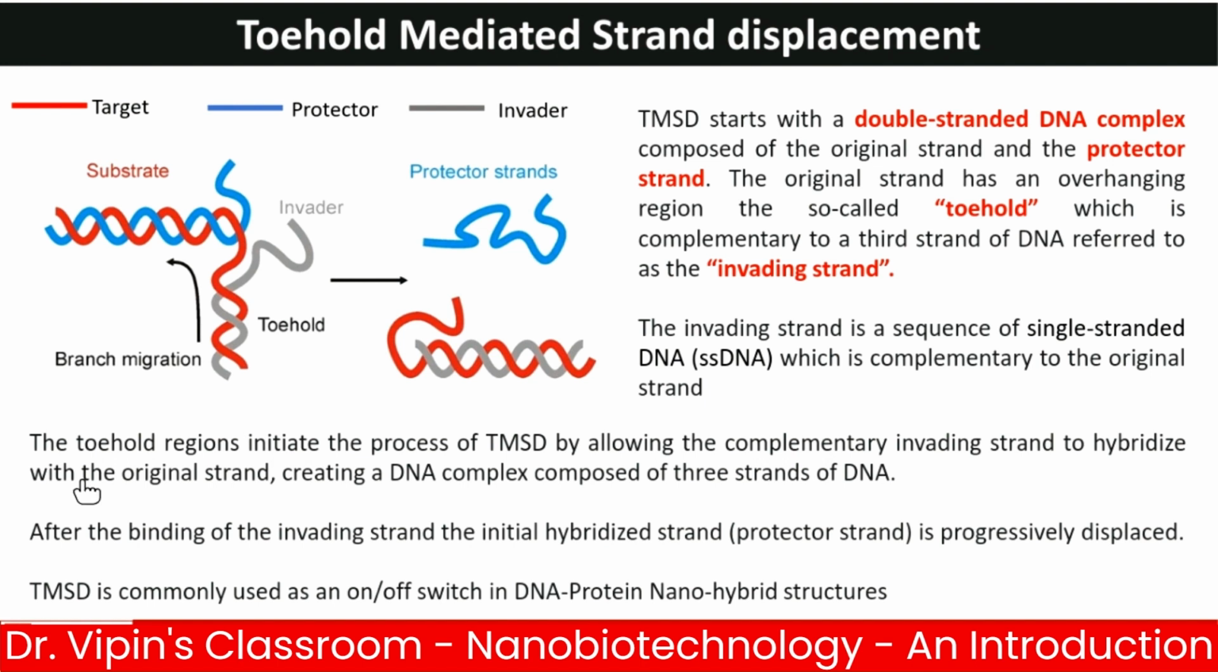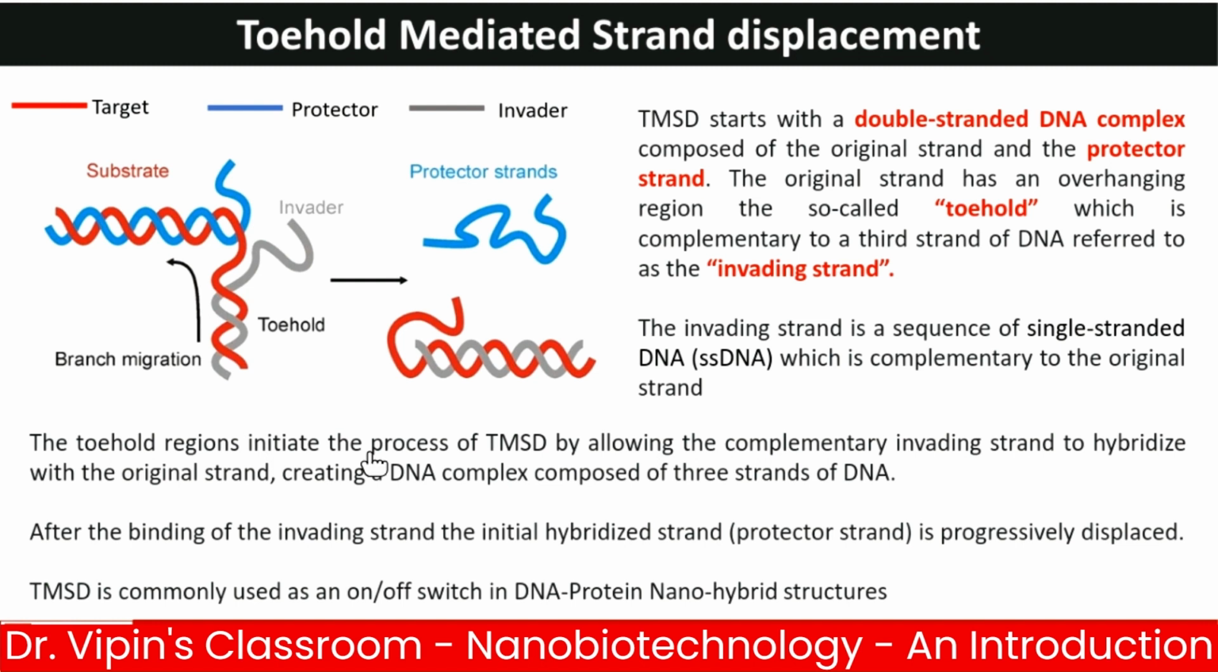The toehold region initiates the process of Toehold mediated strand displacement by allowing the complementary invading strand to hybridize with the original strand, creating a DNA complex composed of three DNA strands. So at the intermediate stage, when it is neither closed nor open, you'll have three DNA strands. The toehold has hybridized, but it has still not replaced the blue strand, and over time it will replace the blue strand, resulting in opening.